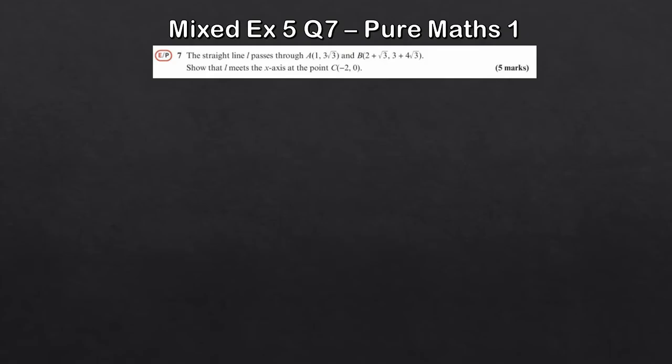So this question now, we're given 2 points, A and B, and we've got a bit of SIRS mixed in with this one. So what we're asked to show is that the line L meets the x-axis at the point C, which is minus 2, 0. So let's consider our 2 points, A (1, 3 root 3), and B, which is (2 plus root 3, 3 plus 4 root 3). Okay.